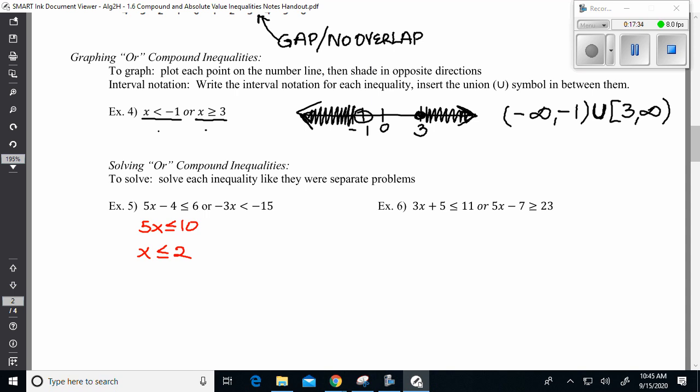Okay. Alright, so there's the first part. For the second part, you divide by -3. But remember, you're dividing by a negative number, so you have to flip the inequality sign. Remember, that rule still applies. If you divide by a negative number, you must flip the inequality sign. Any questions on the solve out?